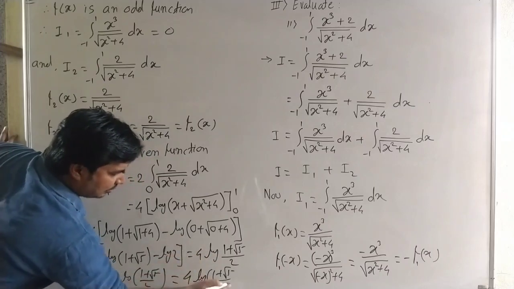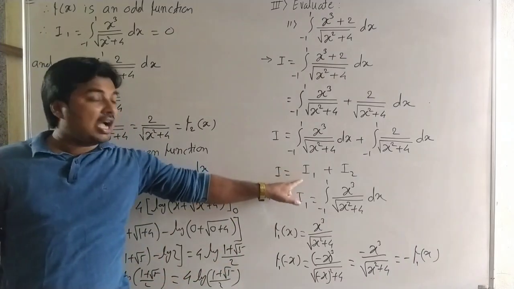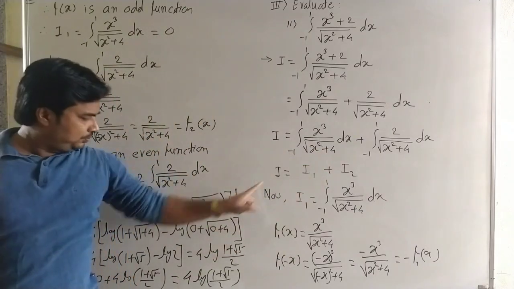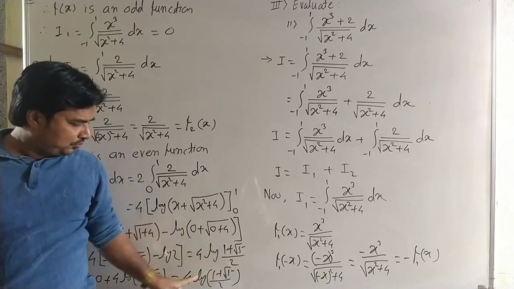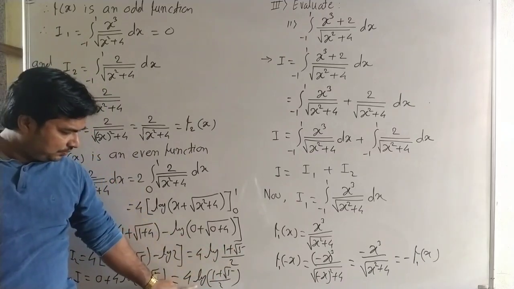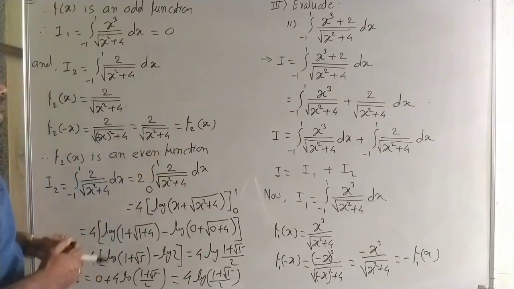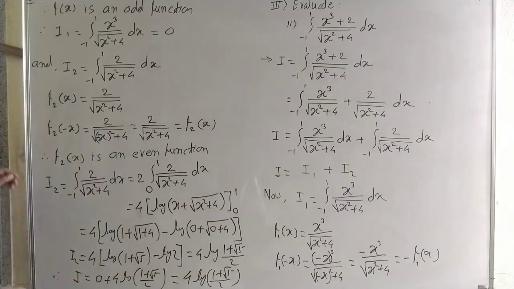It is as it is. Here we can write the last answer, it is I2. Our last answer is I1 plus I2. I1 is 0 and I2 is 4 into log of 1 plus under root 5 upon 2, that means 0 plus this, and it is the last answer. Okay, see carefully this. Now we see the next example.